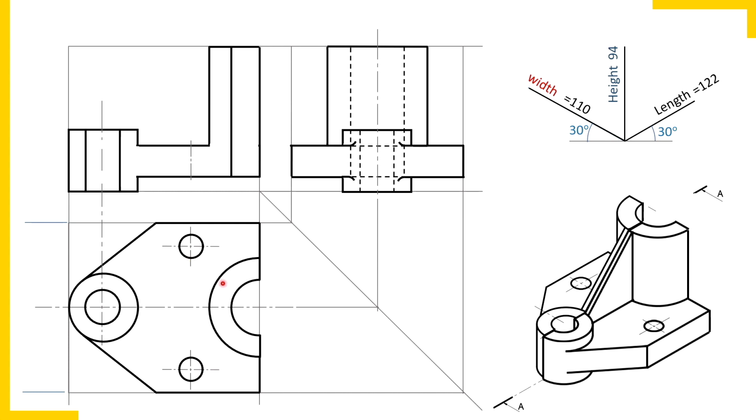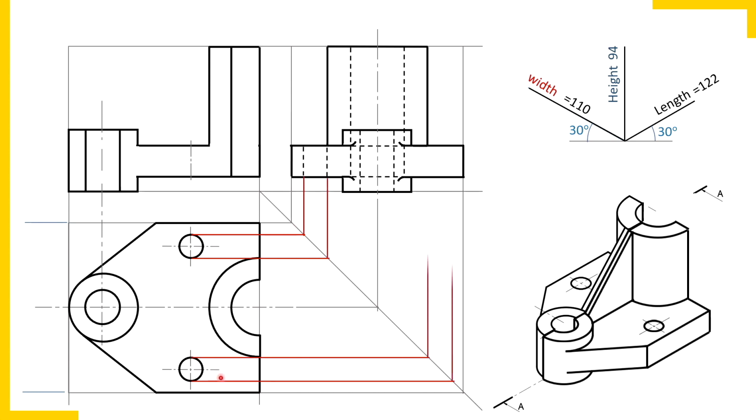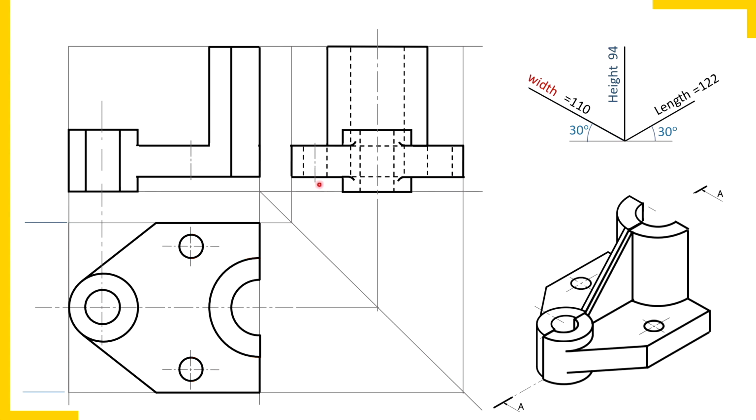Now let's draw these two holes in the side view. Check, and from this hole also, draw down. Where a circular hole appears as a rectangle, draw center lines. That is nothing but the axis of the hole. Here also this line is nothing but the axis of the hole. So this is how we have completed these two holes in all the three views.